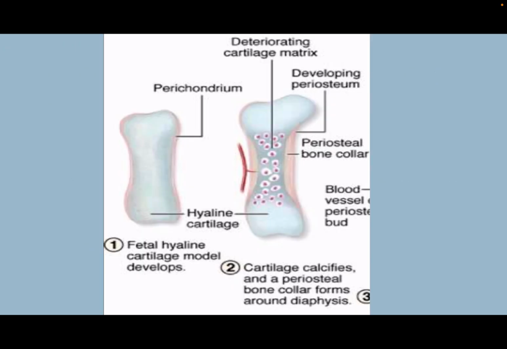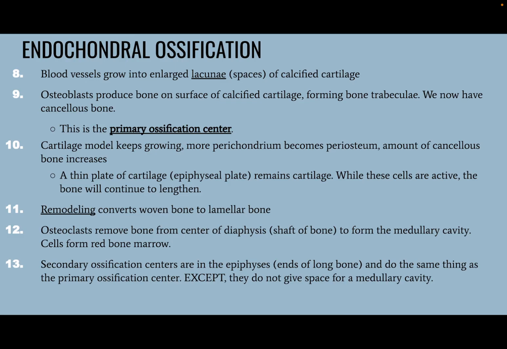Okay, so here's my cartilage model. I started with a perichondrium on the left, which is the membrane around cartilage. Then look at the right-hand side, I have my periosteal bone collar. So I'm forming a little bit of bone on the outside of that cartilage model.